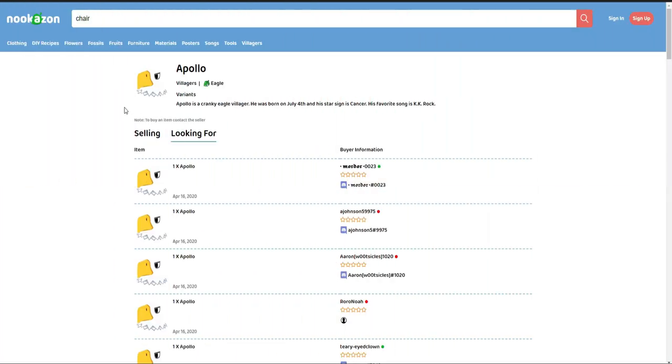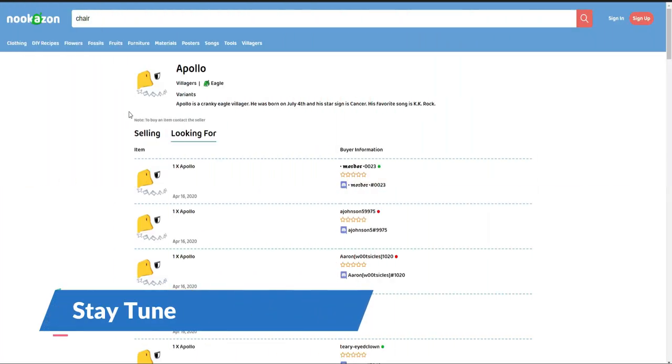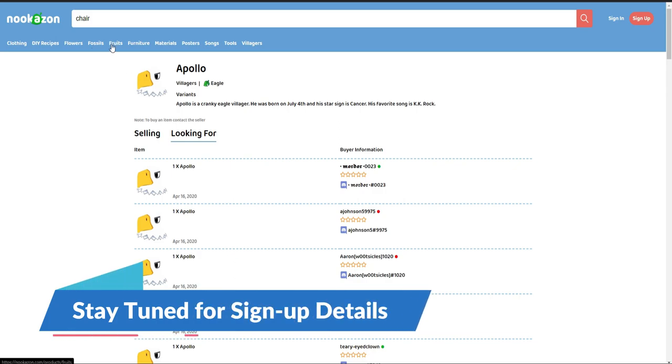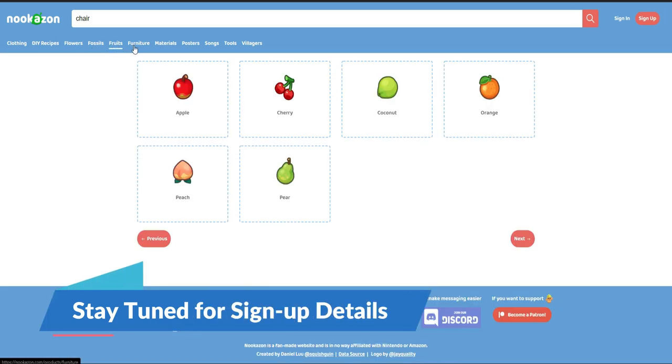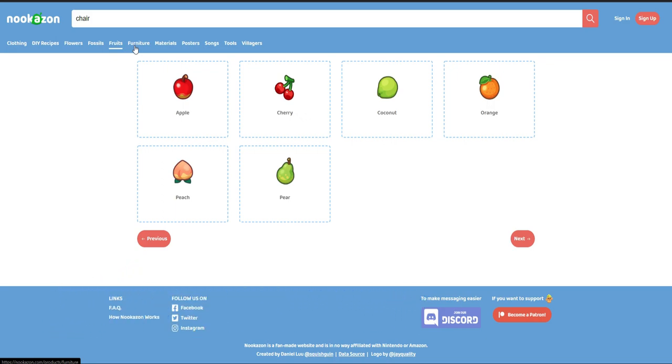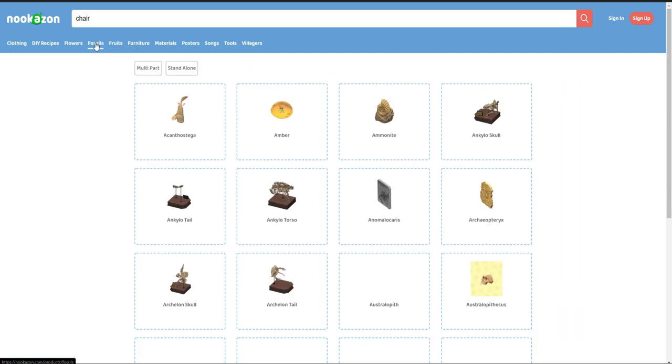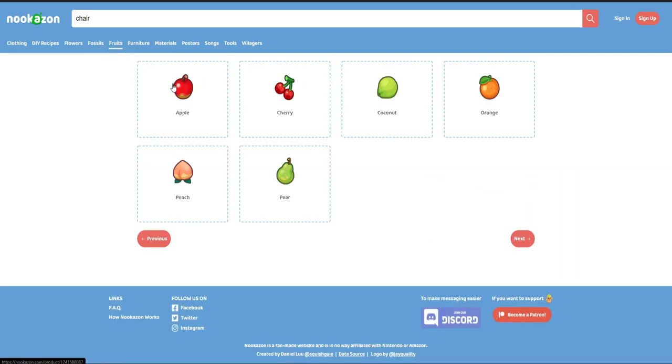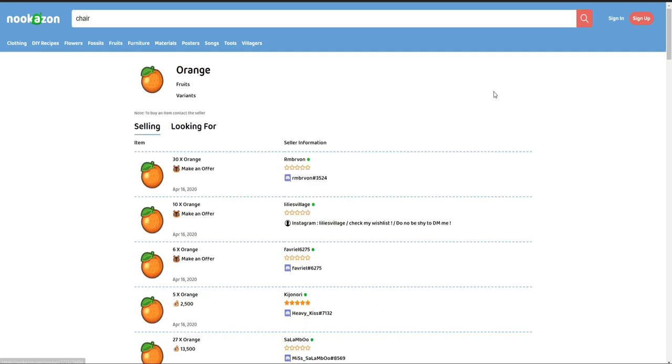This is a great website because what it allows you to do is you can find many different rare things. You can find all of your fruits that you might want. Okay, so instead of traveling to all of the different islands, you may come in here and say, okay, I want to get some oranges, okay? And you can make people offers.